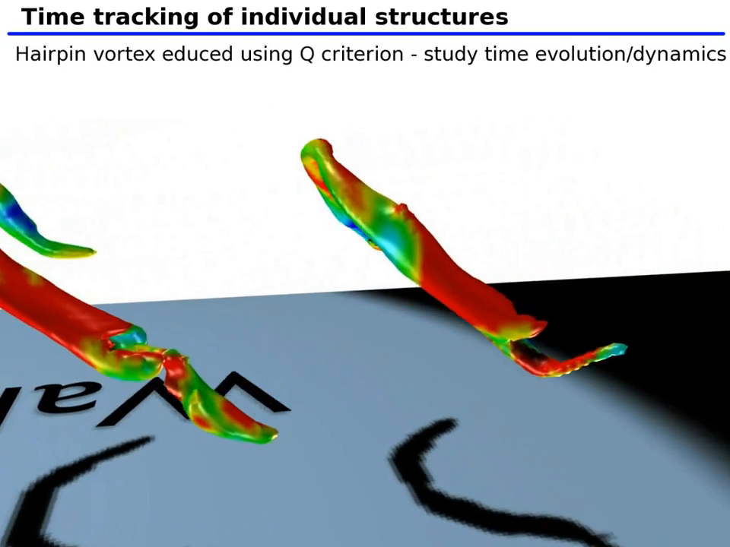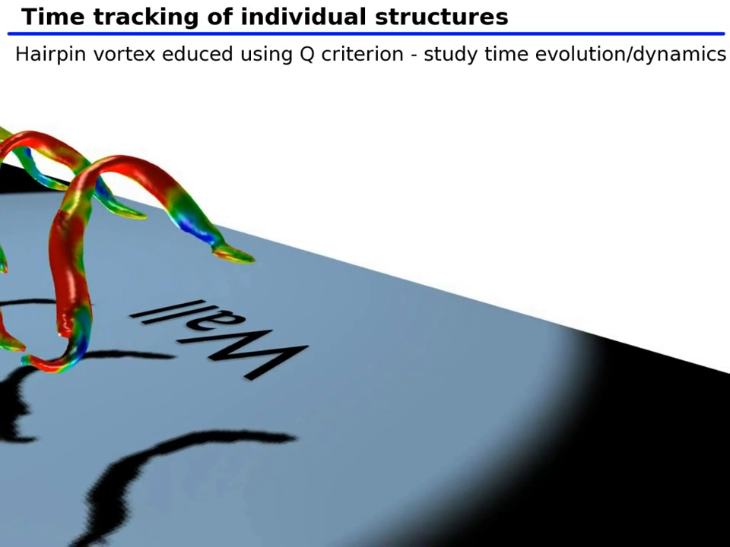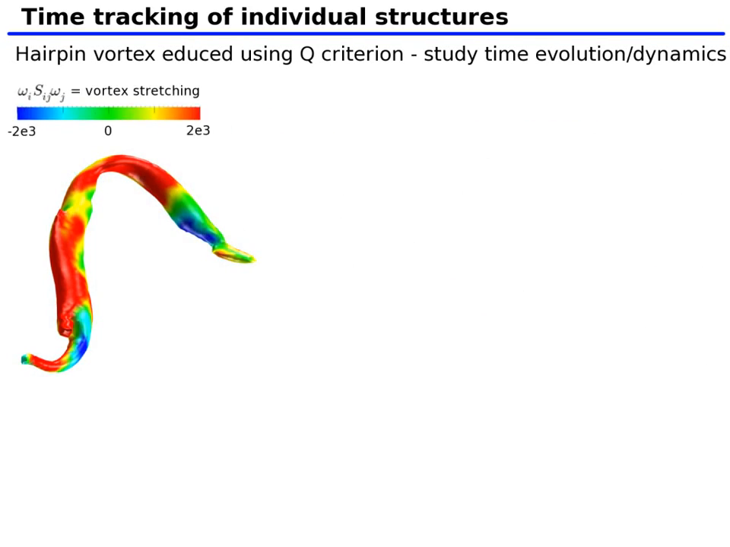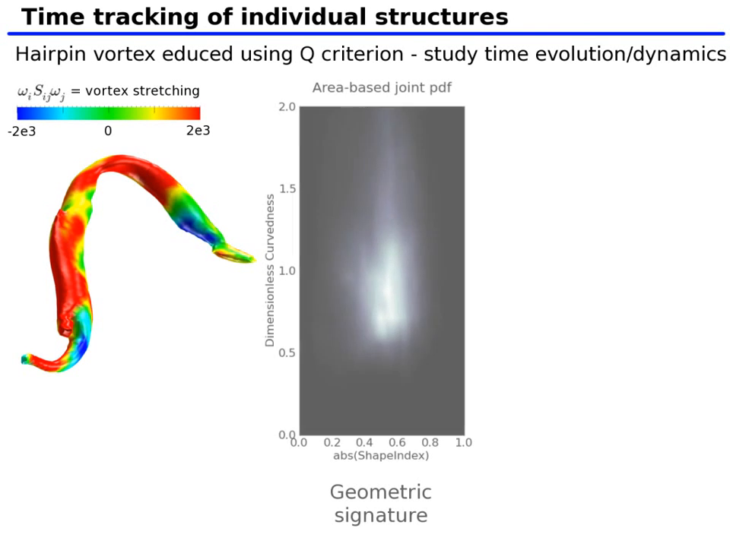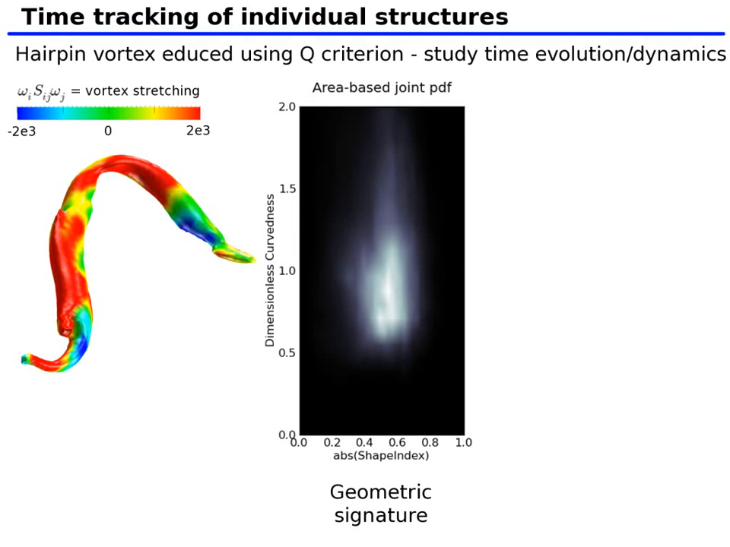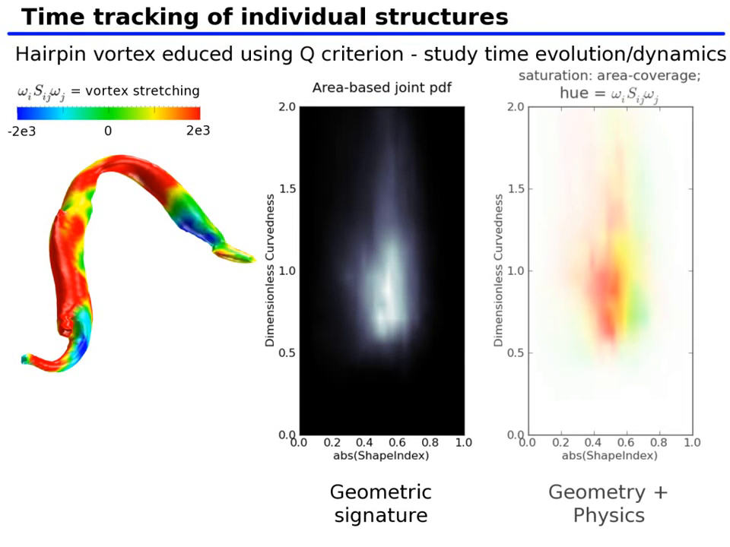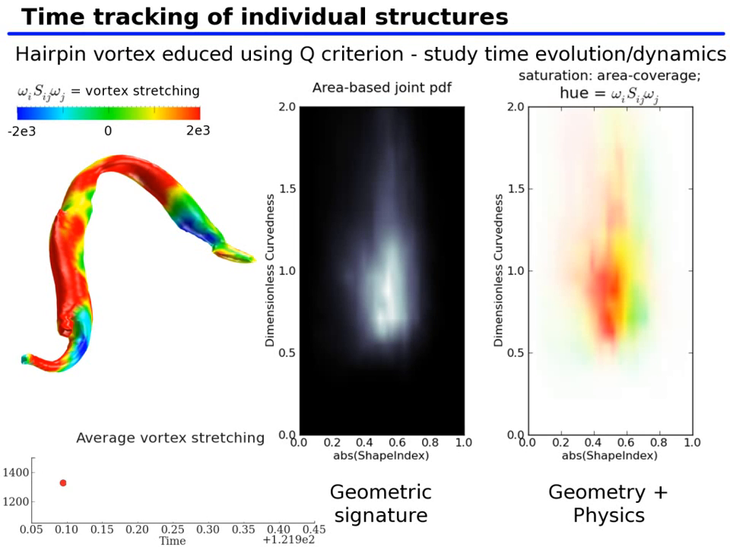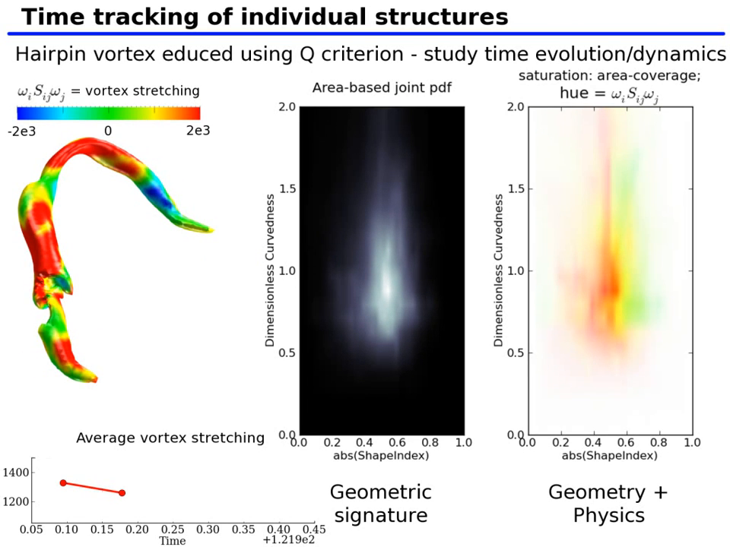Changes in the shape of this hairpin are translated onto the geometrical characterization given by the joint PDFs in the center. The plots on the right relate the geometry with a physical quantity of interest, in this case the vortex stretching, using the same color scale. The evolution in time of the average vortex stretching on the surface is plotted on the bottom left corner.